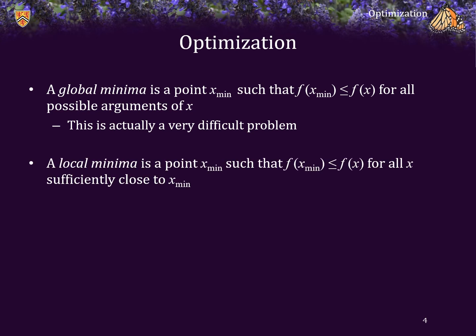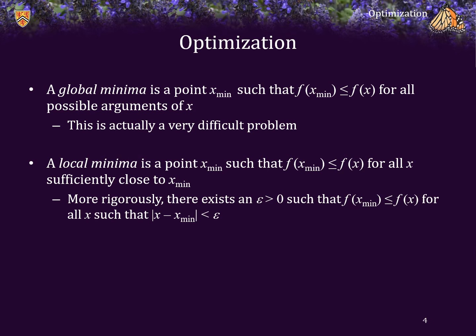On the other hand, a local minimum is a point x sub min such that f at that point is less than or equal to f at x for all points x sufficiently close to x sub min. So more rigorously, a point is a local minimum if there exists an epsilon greater than 0 such that f at x sub min is less than or equal to f at x for all x such that the distance between x and x sub min is less than epsilon.